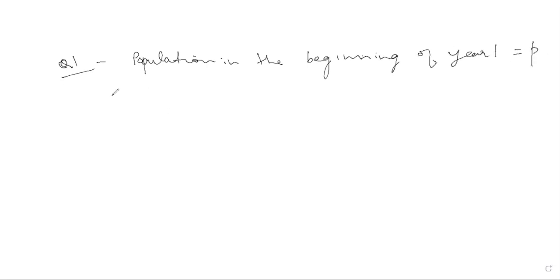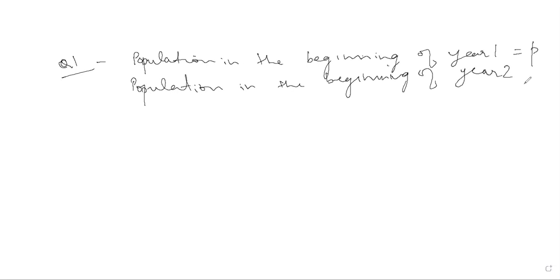So basically, we are given the population in the beginning of year one. So population in the beginning of year one is equal to P. Now, population in the beginning of year 2 is 3 plus 2p.